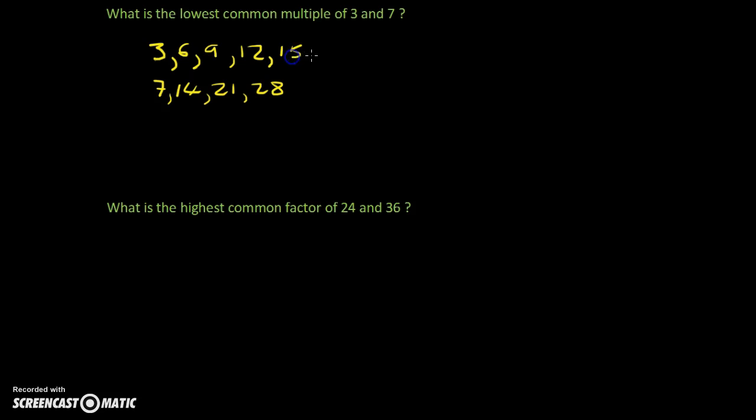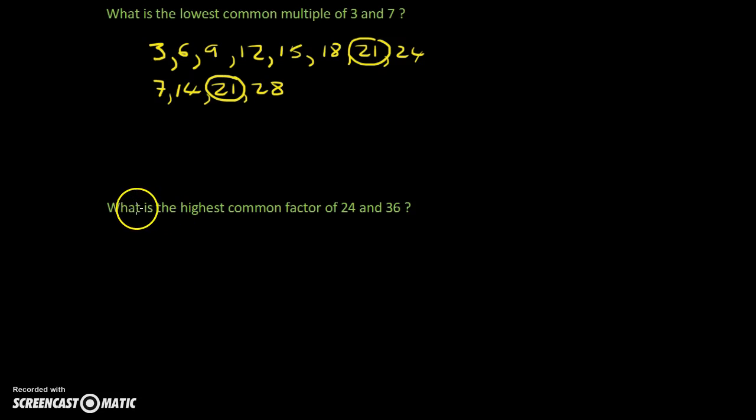That's 15, 18, 21, 24. Right, let's stop there. We can go on, but we actually don't need to, because we're looking for the lowest common multiple. 21 is common to both, and the lowest common multiple of 3 and 7 in this case is 21. There's nothing lower that's common to both. So 21 is the lowest common multiple of 3 and 7.